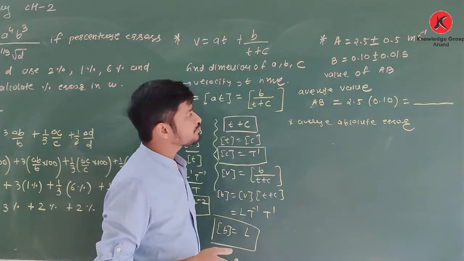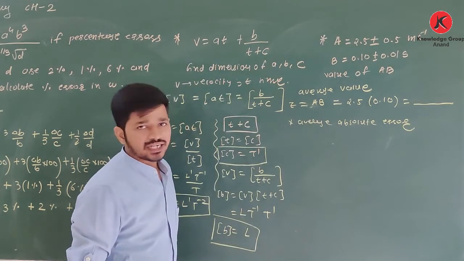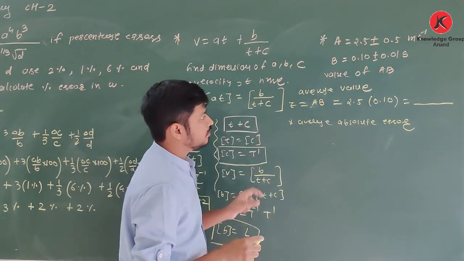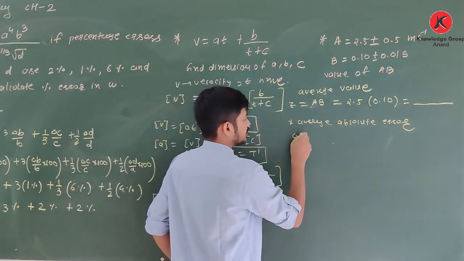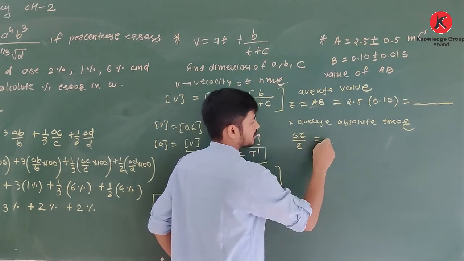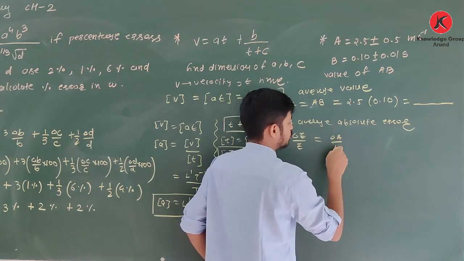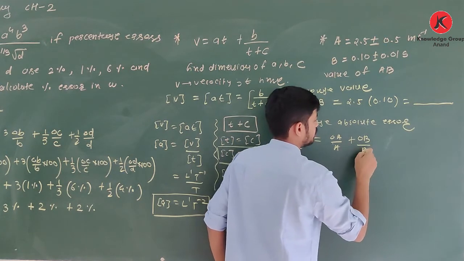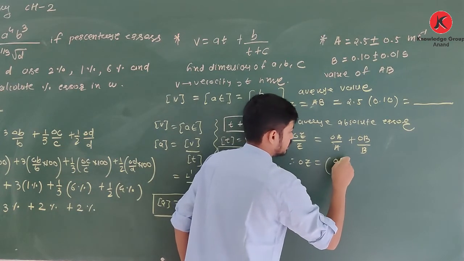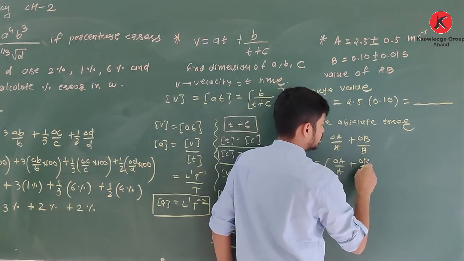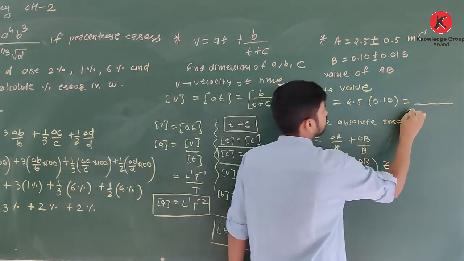You have to find the value of AB, so I assume that Z is equal to AB. Then delta z upon z is equal to delta A upon A plus delta B upon B. Therefore delta z is equal to (delta A upon A plus delta B upon B) into z.